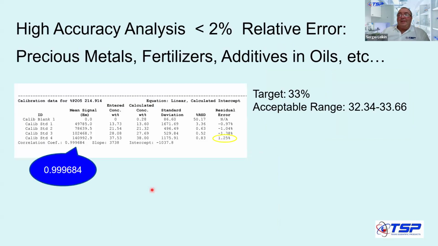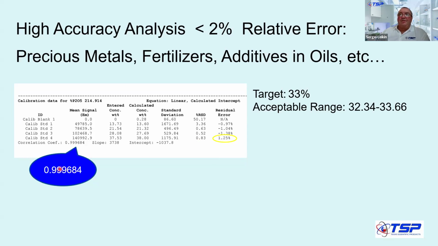So the next thing that I want to bring up to you is what if you have high accuracy analysis, and high accuracy means less than 2% relative error. Typical examples are precious metals, it could be fertilizers or additives in oils. So here is the example.